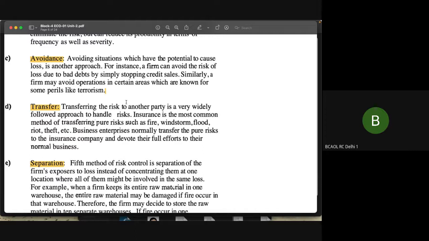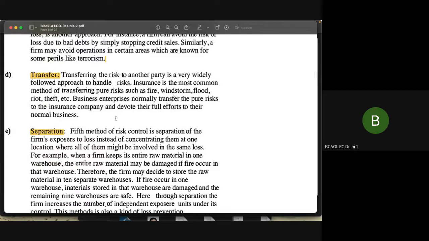Transfer of risks. Suppose you have, say, a lot of goods in your warehouse, and you know that anything can happen, so you can take out an insurance. So what are you doing? You are transferring the risk from yourself to the insurance company. So here you are transferring the risk.